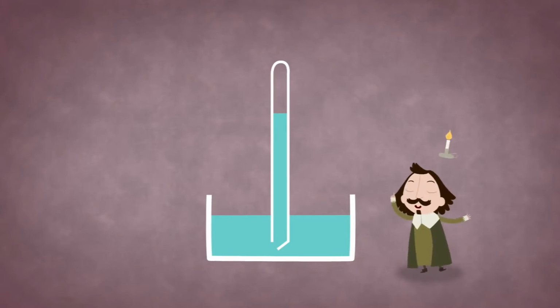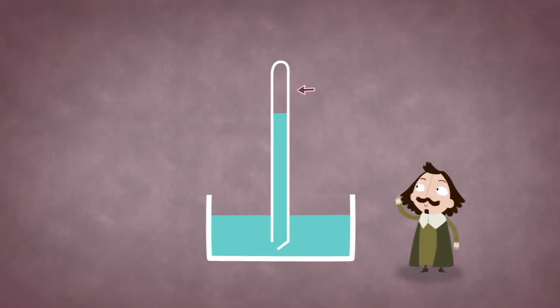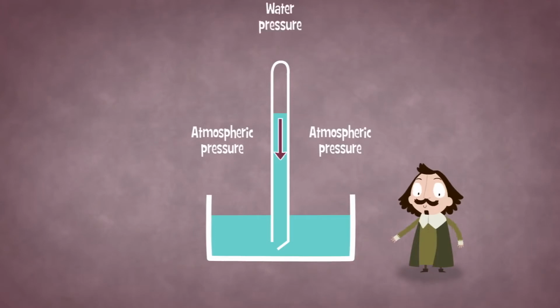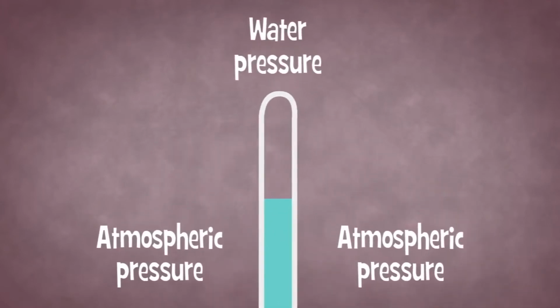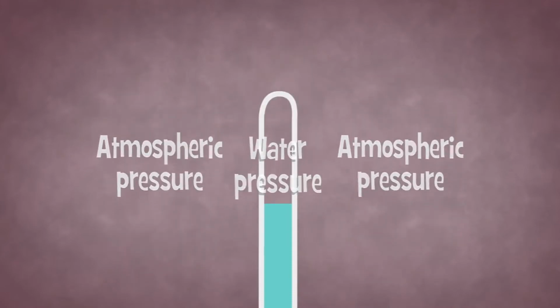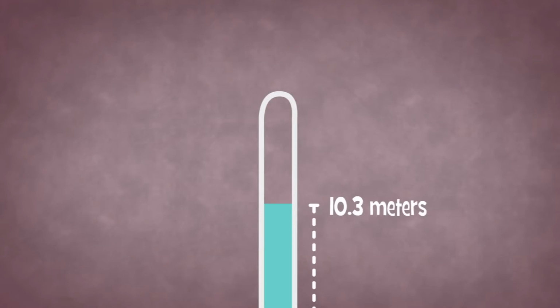He realized that the experiment was not only a tool to create a vacuum, but operated as a balance between the atmospheric pressure on the water outside the tube and the pressure from the water column inside the tube. The water level in the tube decreases until the two pressures are equal, which just happens to be when the water is at 10.3 meters.